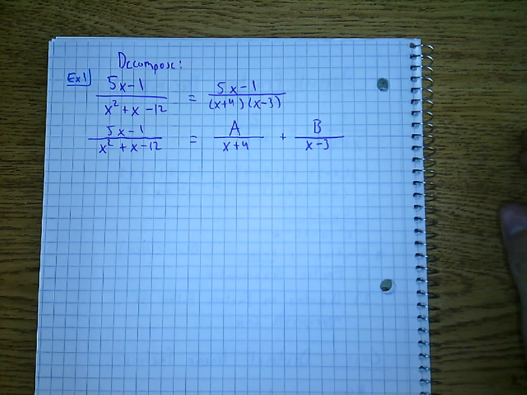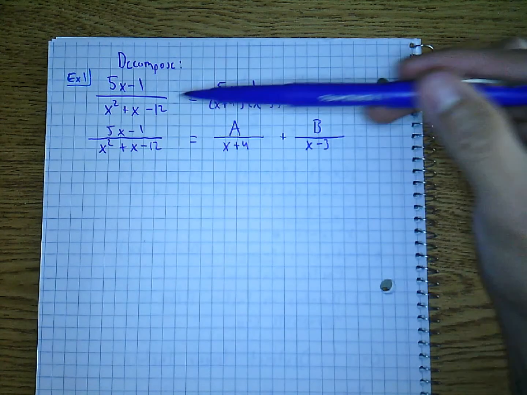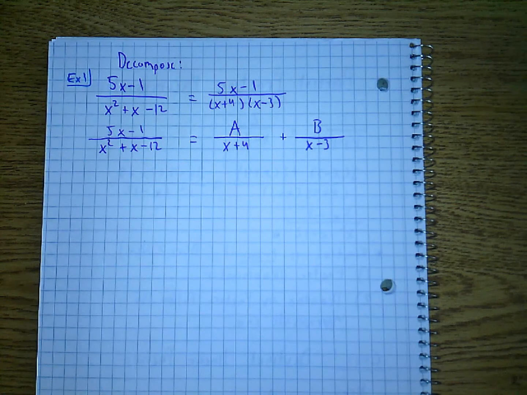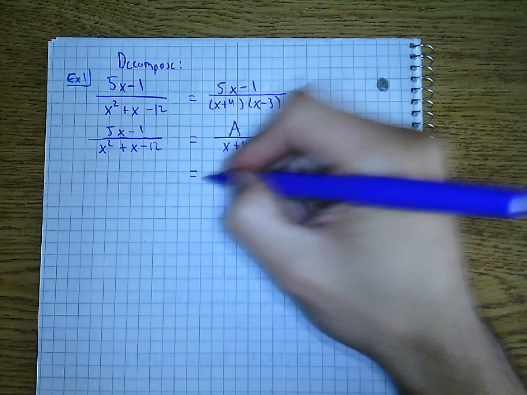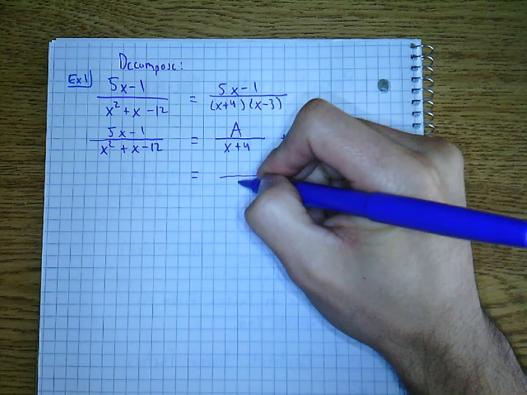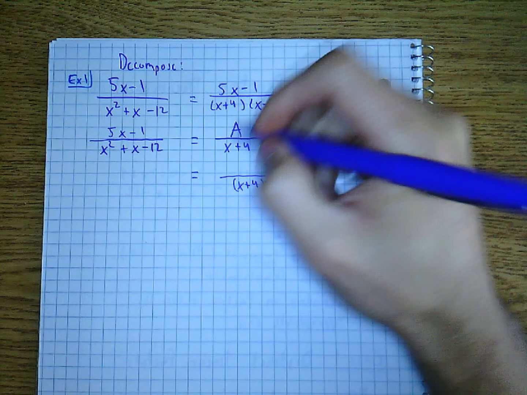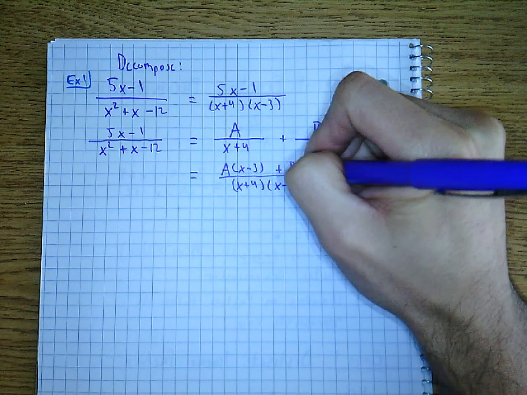Now, this is where you're going to go back to what you know how to do, right? If these two fractions added together are equal to that, then you actually have to add these fractions. So in order to add fractions, you need a common denominator. Agreed? So you're going to redo what we did at the beginning of class, which is get a common denominator between these two fractions, which would be (x plus 4) times (x minus 3). On the first one, you're going to have A times (x minus 3). And on the second one, you're going to have B times (x plus 4). Cool?